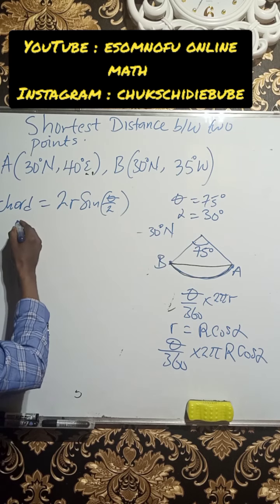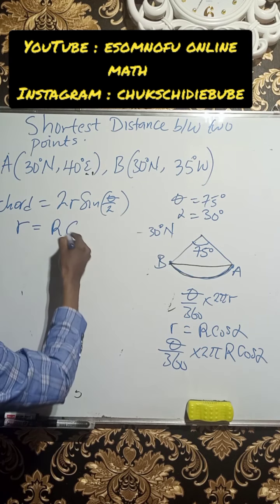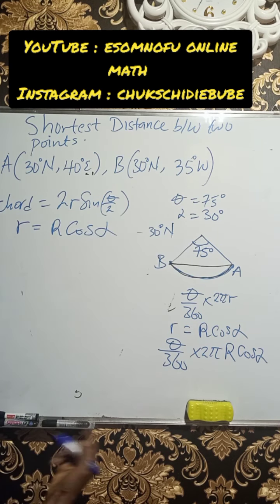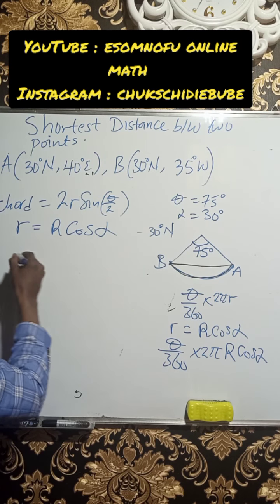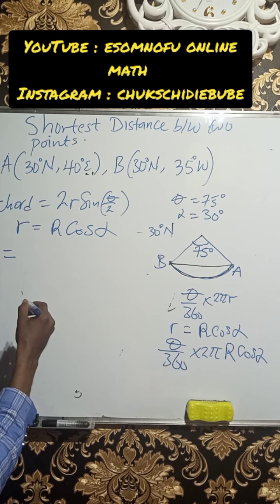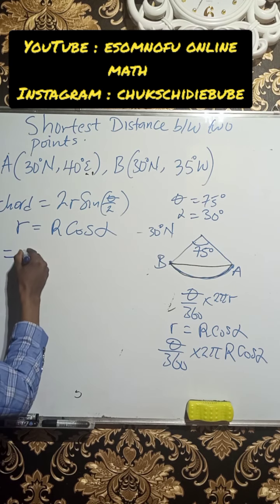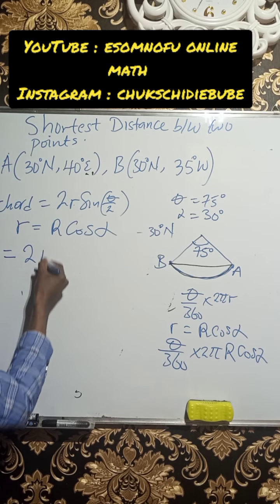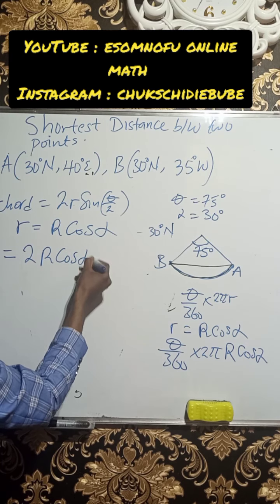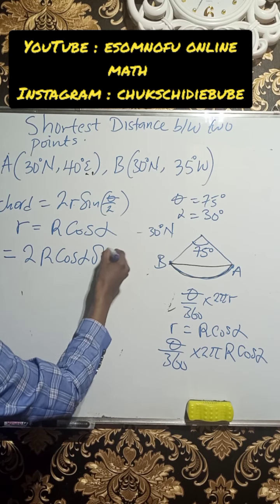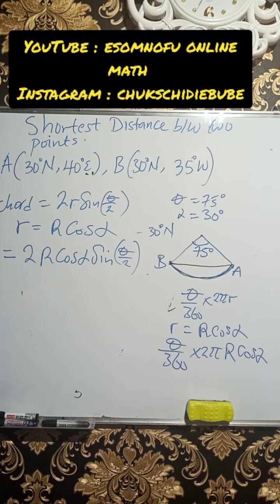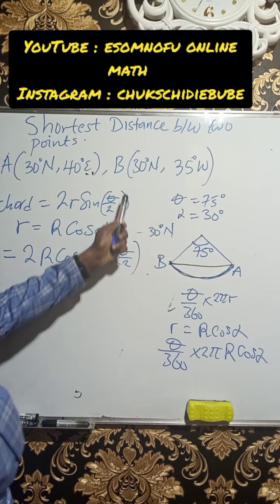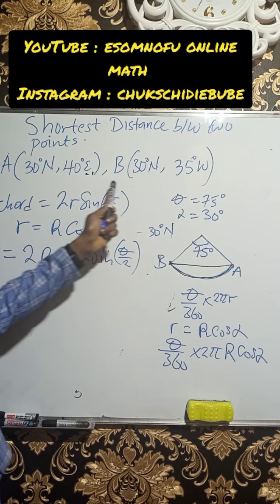Then what is our r? Small r is equal to R cos alpha, as usual. So here I'm seeing r, I'll put R cos alpha. Hence, the length of chord, which is the shortest distance, will now be 2 R cos alpha, then sine theta over 2. That's the formula you use. Okay, so with this formula, we can now get the shortest distance between A and B.